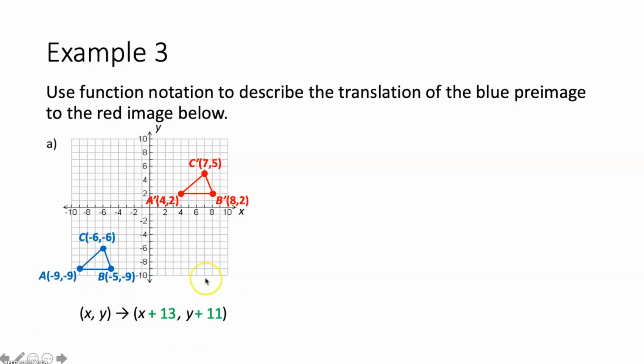If I use my function notation to translate each point, let's go with A. I go to the right 13 units and then up 11 units. Yep, that works. For B to B prime, I go to the right 13 units and up 11 units. Yep, that checks out. And then C to C prime, I go right 13, up 11. Perfect, did it right.